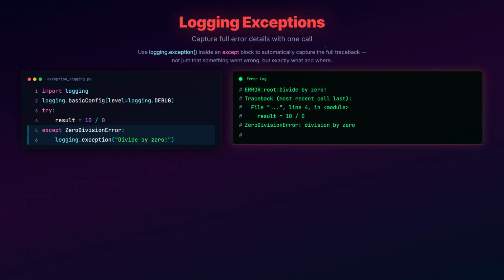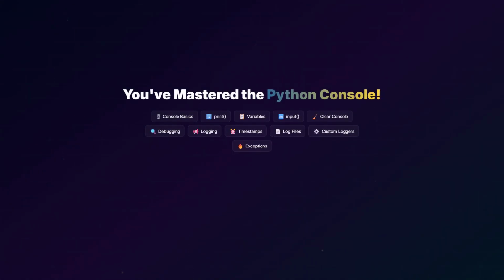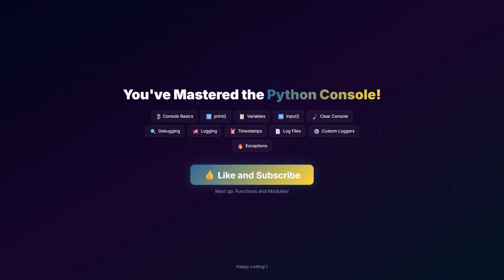This is extremely useful for debugging crashes in production because you get the full context of the error, not just a vague message. Congratulations! You've mastered the Python console and logging. You learned how to open the console, run your first commands, work with variables and f-strings, get user input, clear your screen, debug step by step, and set up professional logging with timestamps, file output, custom loggers, and exception handling.